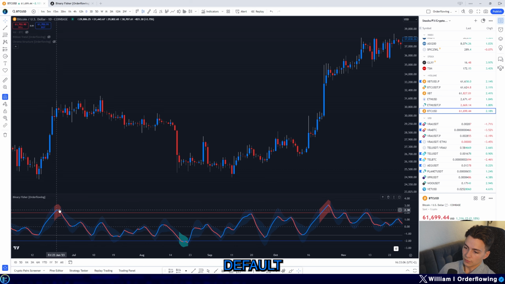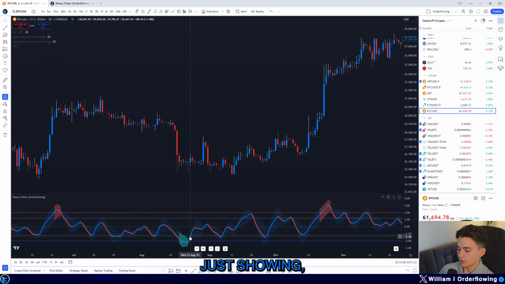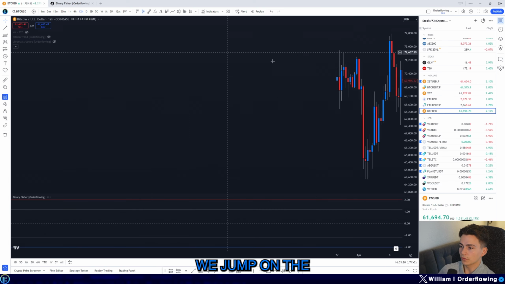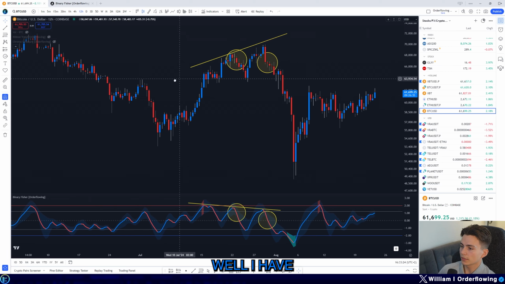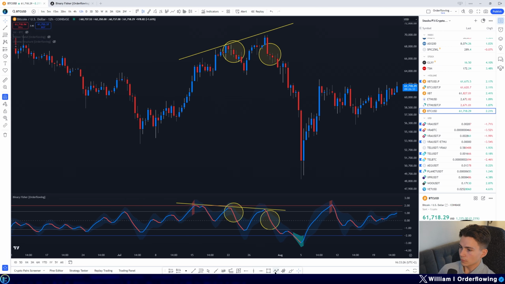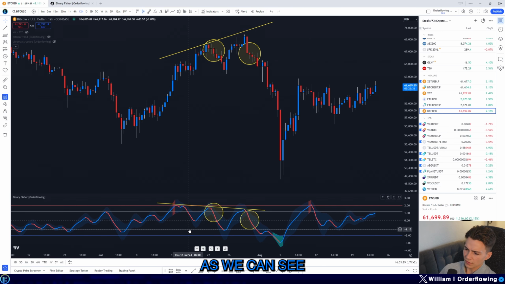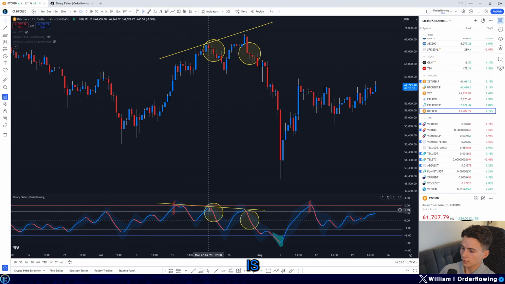This is the default option, where it's just showing the Fisher based on price. You can also use this with volatility, which I will show you later. But first off, let's go into it. So if we jump on the 12-hour instead and come over to here where I have drawn this, as we can see, the indicator is trending lower while the price is trending higher. We have a triple top here basically on the indicator.